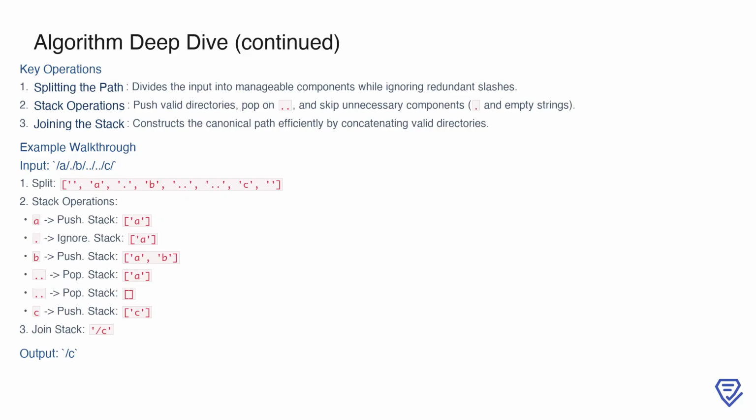For instance, consider the input /a/./b/../../c/. First, we split it into a, ., b, .., .., c. Processing these components, we push a onto the stack, ignore the dot component, push b, and then pop twice for the two .. components, leaving the stack empty. Finally, we push c, resulting in the stack [c]. Joining these components forms the path /c, which is the canonical form of the input. This straightforward process ensures correctness and efficiency for all valid paths.